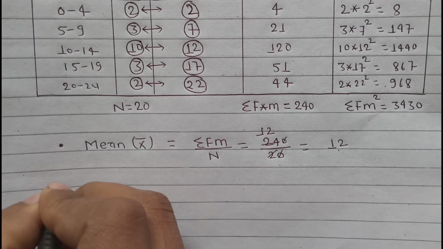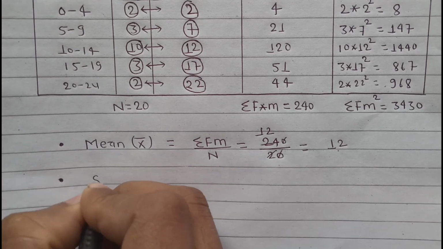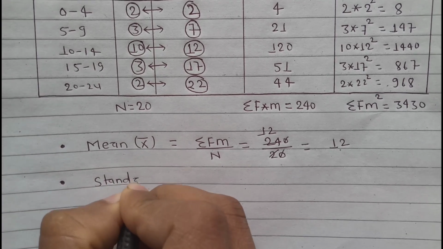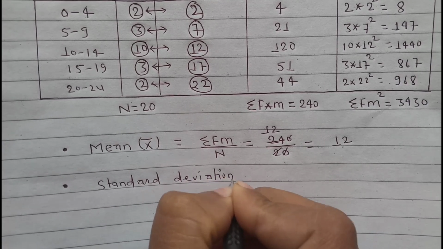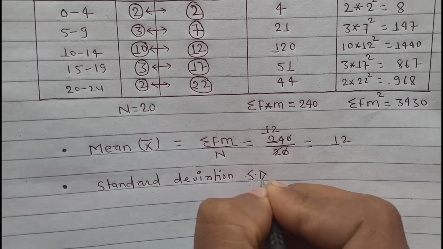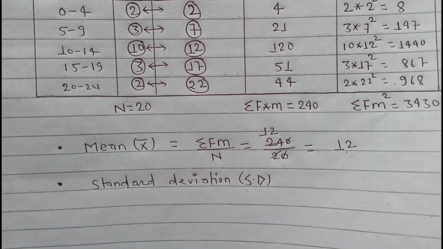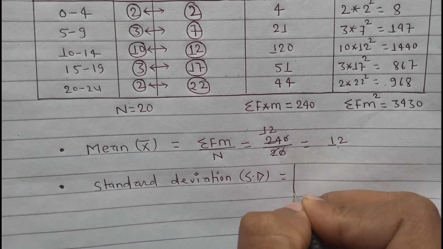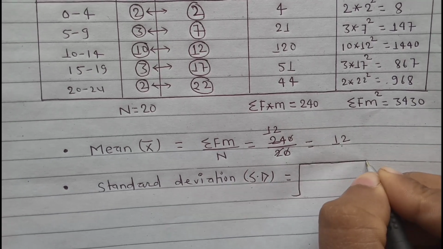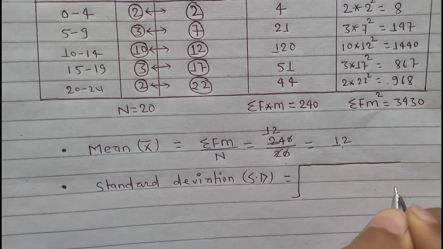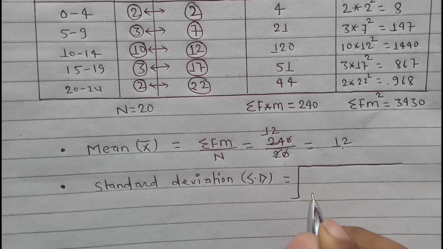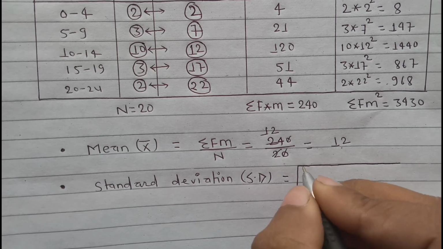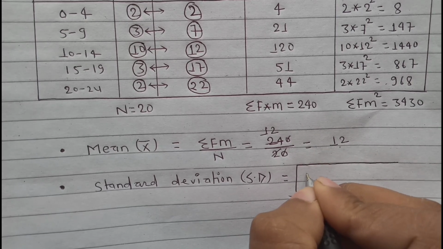So the mean is 12. Now we have to calculate the standard deviation, which is denoted by SD, sometimes denoted by sigma. I am going to calculate standard deviation by the direct method because there is no indication in the above question. Remember, if there is no indication in your exam also, you have to solve the standard deviation by this method. This is a very easy method.